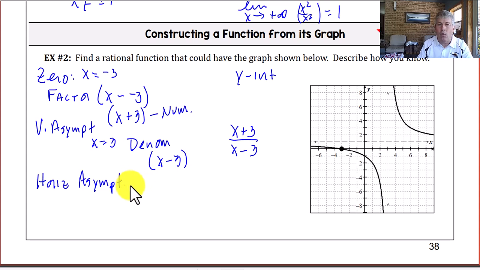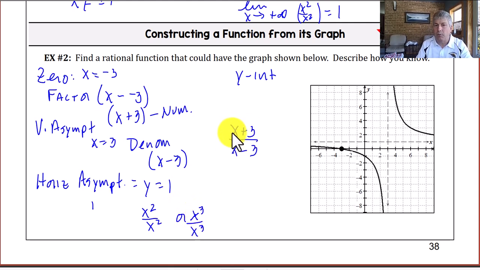We have a horizontal asymptote of y equals 1, which means the highest degree in the numerator has to equal the highest degree in the denominator. So we have to have something like x squared over x squared, or x cubed over x cubed. And since it's 1, the coefficients on these have to be the same. Well, we're sitting pretty here with x plus 3 over x minus 3.